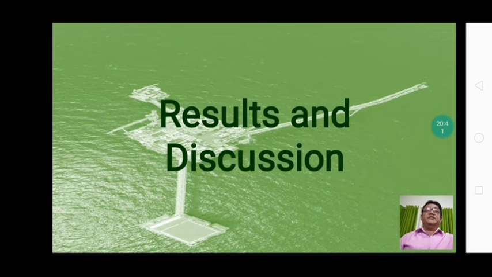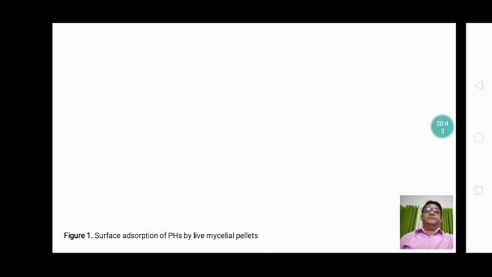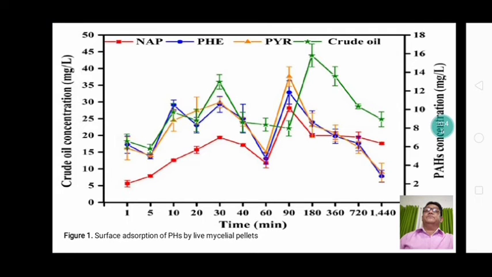For the results and discussion, this shows the time courses of crude oil, naphthalene, phenanthrene, and pyrene adsorbed by live mycelial pellets from 1 minute to 1,440 minutes. Trends of surface absorption of crude oil, naphthalene, phenanthrene, and pyrene gradually increased as a whole but occasionally decreased. This result was partially attributed to reversible biodesorption.